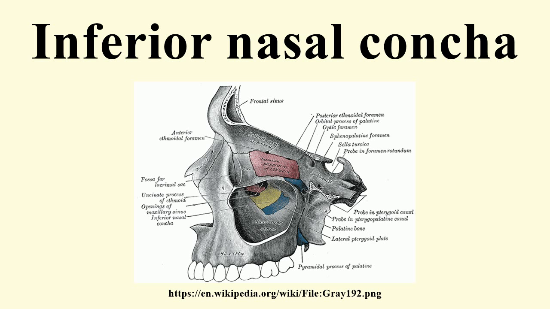It has two surfaces, two borders, and two extremities. Structure. Surfaces. The medial surface is convex, perforated by numerous apertures, and traversed by longitudinal grooves for the lodgement of vessels. The lateral surface is concave, and forms part of the inferior meatus.